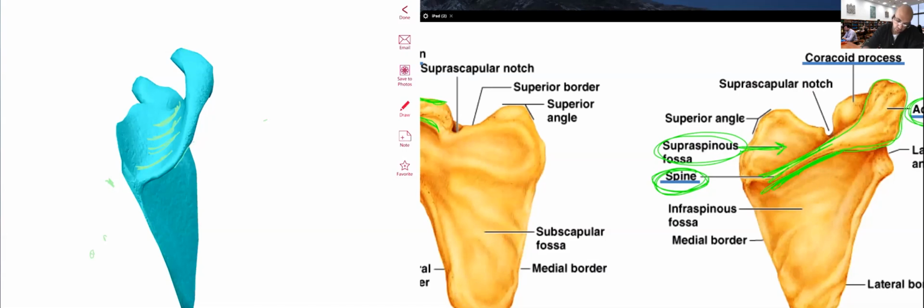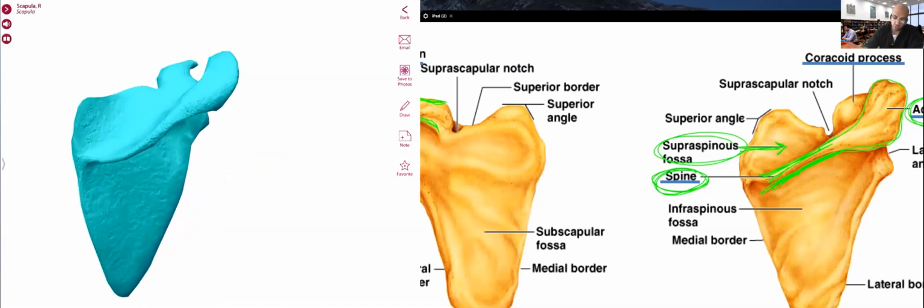Also, you can see another bony depression in the posterior aspect of the scapula, located below the spine of the scapula. So what do you think we're going to call this one? The superior one is called supraspinous fossa. What do you think we're going to call the one located below the spine of the scapula? If the one above it is supraspinous, this is going to be the infraspinous fossa. A fossa is a depression. This depression below the spine of the scapula is my infraspinous fossa.